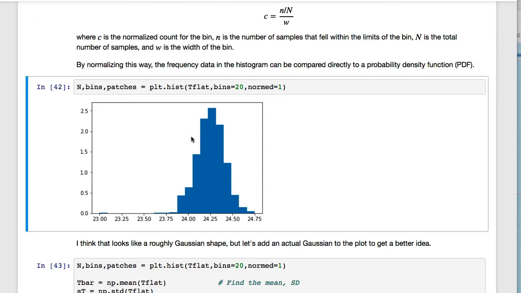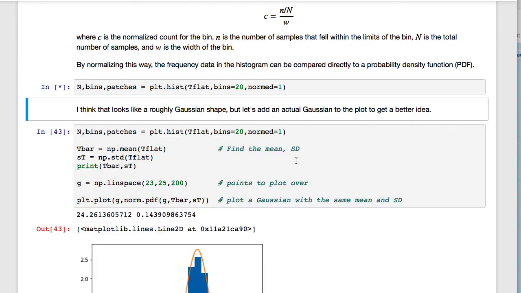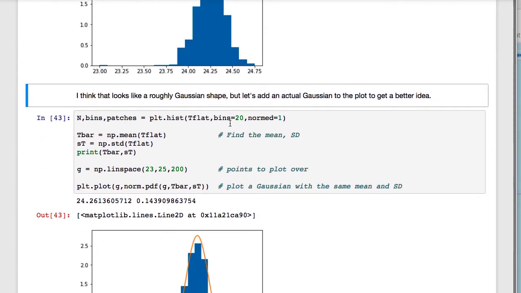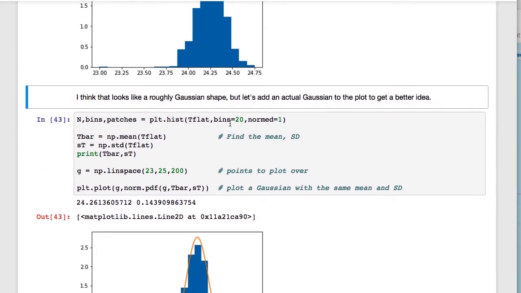If I do that, this is the histogram that I get. It's looking a little smoother there. That looks a lot more like it's got a Gaussian shape. Now, if I wanted to test that to see if it was Gaussian, then I could compare it to the Gaussian normal PDF function.